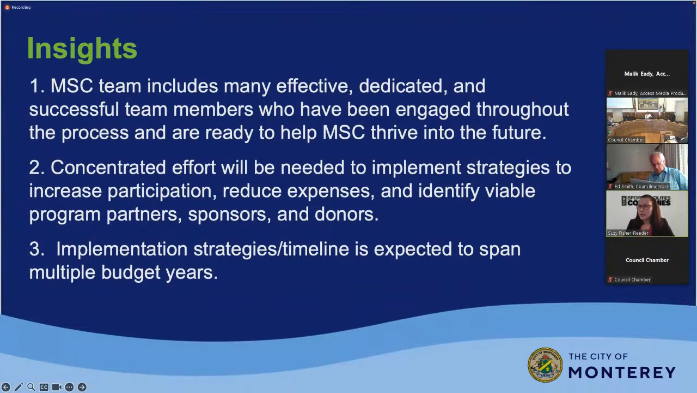I think with the recommendations that we put forward, the pro forma documents that we've provided, and the interaction that we've had with the team, the Sports Center is on the road to a successful future. Thank you.